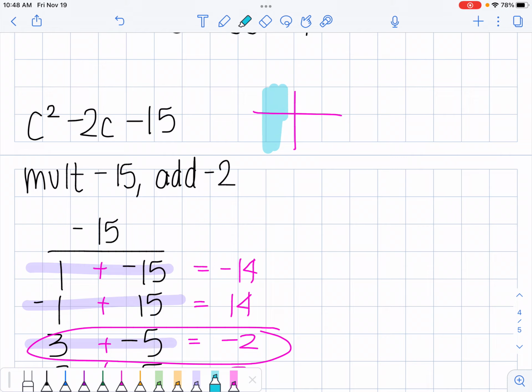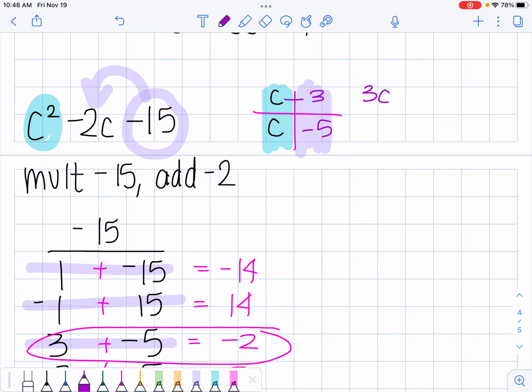what goes here in this first part is what multiplies to c squared. Well, I know that c times c is c squared. What goes here in this second part is what multiplies to negative 15 but adds to negative 2, and we figured that out, that was 3 and negative 5. So I'm going to multiply across. C times 3 is 3c, and c times negative 5 is negative 5c, and I'm going to add these together. 3c plus negative 5c is negative 2c, just to make sure I did it right. This number right here should match this number right here, and that's what I want.